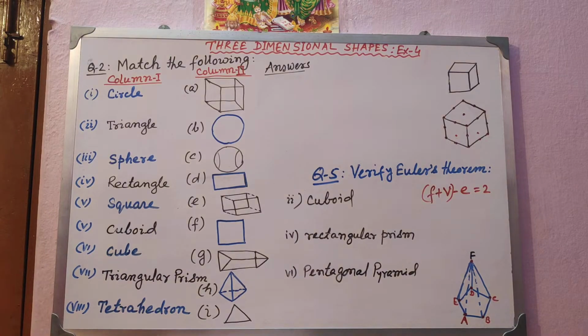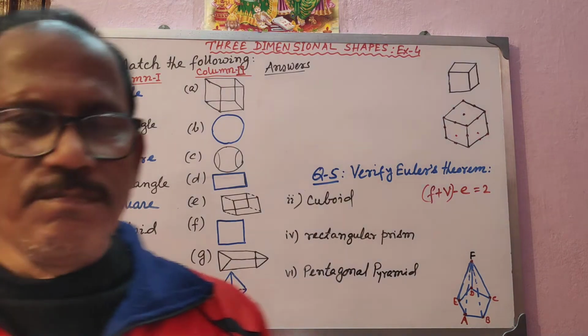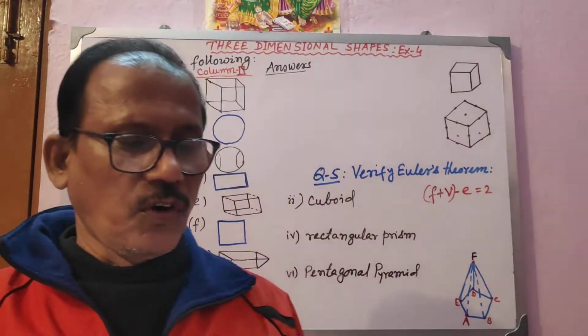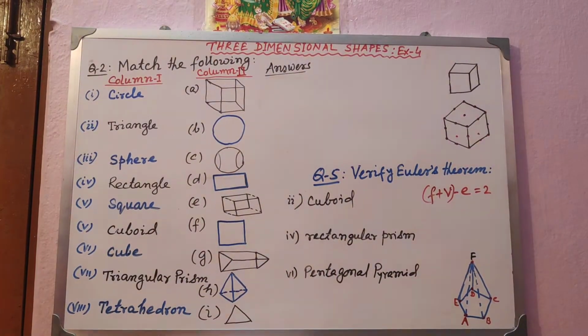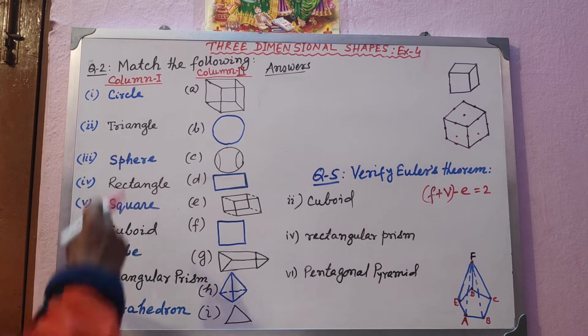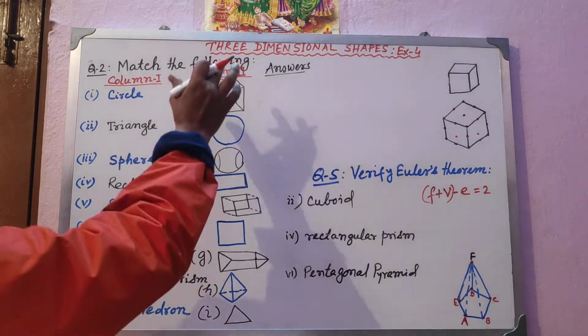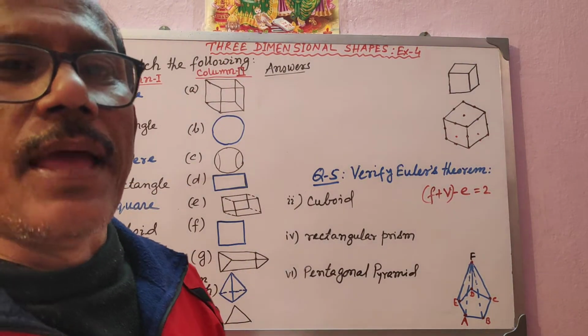Now let us begin with one. Match the following, one simple sum of your exercise, that is exercise question number 2. Match the following, some figures are given to you. So just see, I have drawn all the figures. On the left hand side, the names of the solids are given, and on the right hand side the figures are drawn. You need to match.